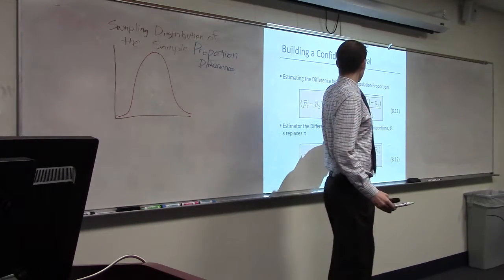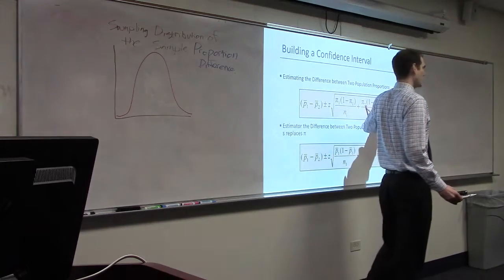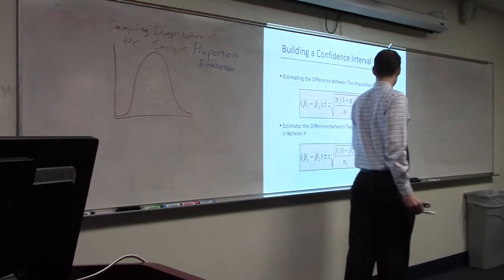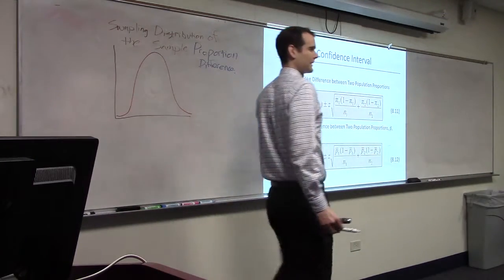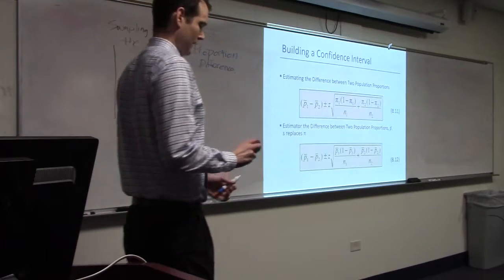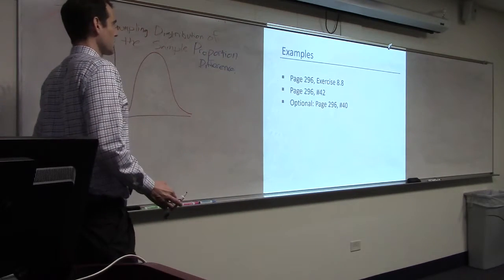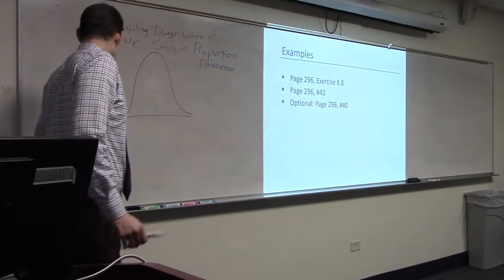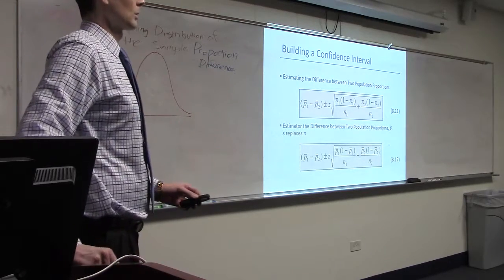Since we do not know the population proportion for 1 and 2, we will use what we do know, which is the sample proportion 1, sample proportion 2. Make sense? All right. Let's take a look at page 296, 8.8. Question: how did they get 20.27? What? In the question.